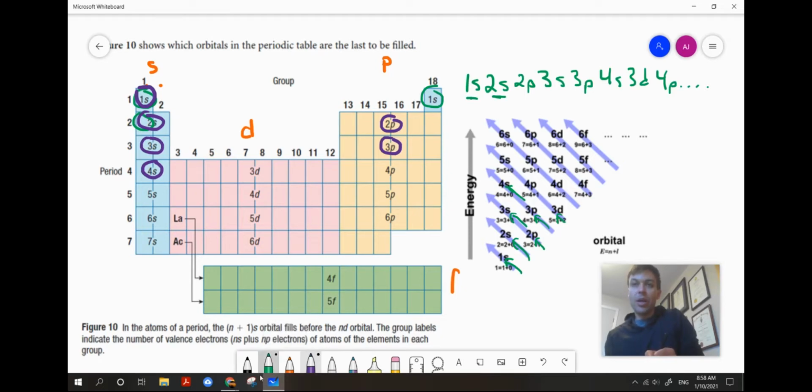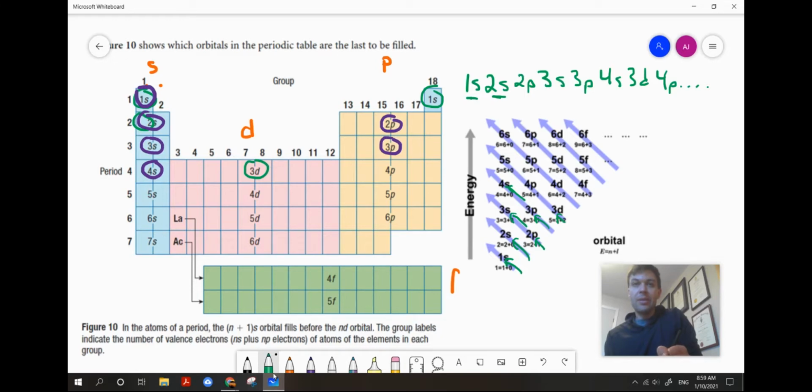For the d block, the main energy level of the d block is 1 lower than the period. So if we're in the 4th period, that sublevel is the 3d sublevel. So the d sublevels lag behind the s sublevels. 4s, 3d.